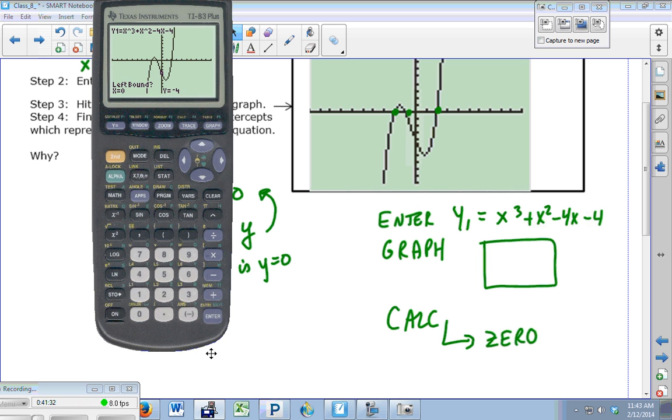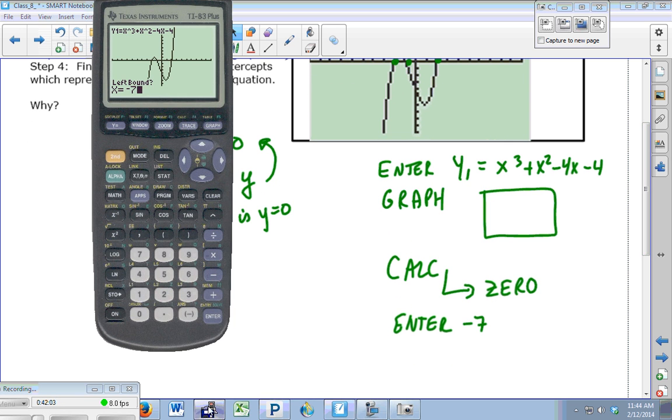All right. Now, this is the part where I can show you a really easy way to do it. When you're trying to find the value for one of those x-intercepts, let's say we want to get the value of this x-intercept. Pick any number to its left. Want to give me a number to the left? -7. So I enter -7. And then I pick a number to its right.